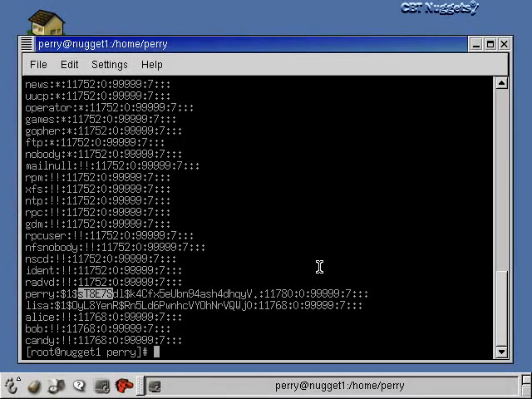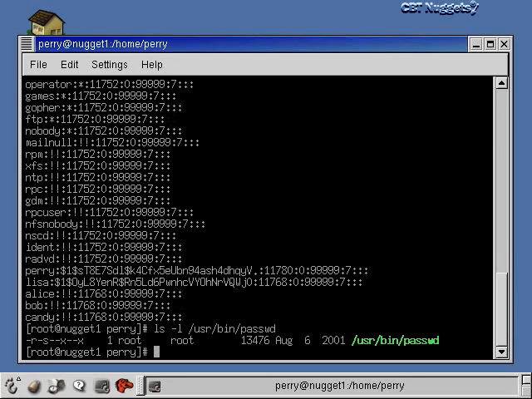password command. How did he do that? Well, the secret lies if we look at the permissions of the actual password utility, or the password command. The password command is located in the user bin directory. Okay, so let's look at the permissions on this file.